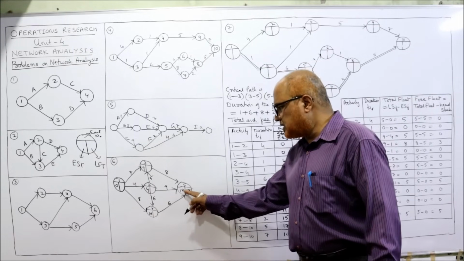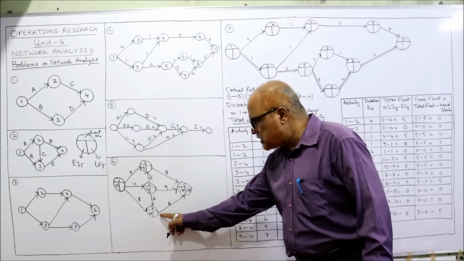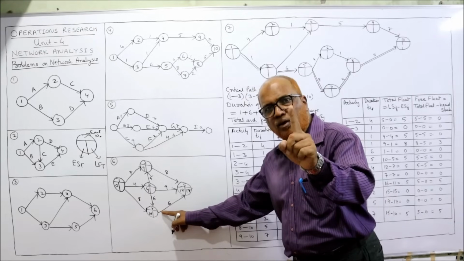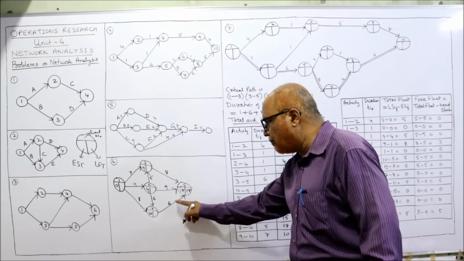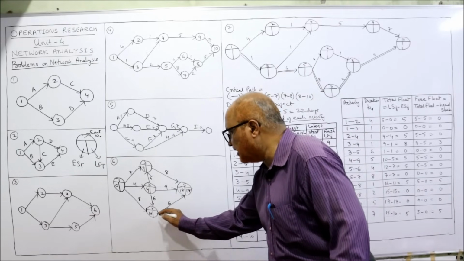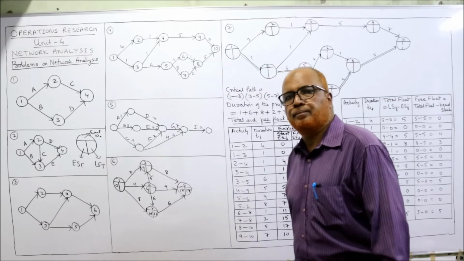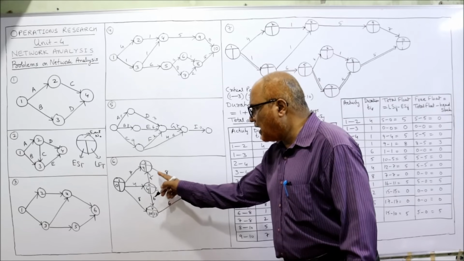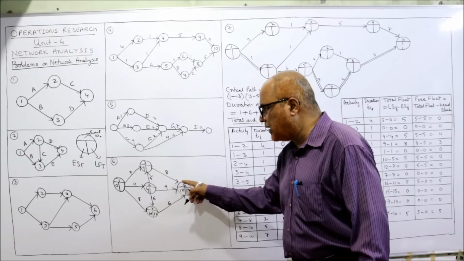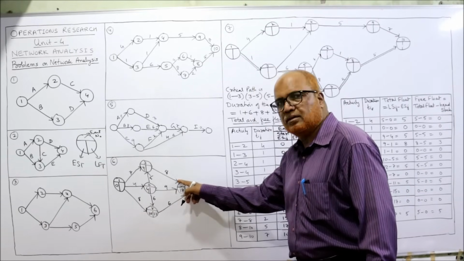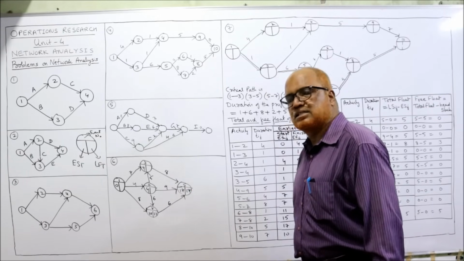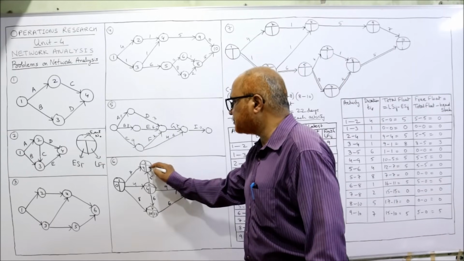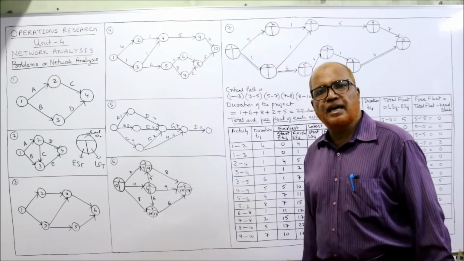So, 17, 17. Now, how many arrows are bursting here? Only one arrow is bursting. So, we subtract. 17 minus 6 is 11. So, I am writing down 11. Here, how many arrows are bursting? Only one arrow is bursting. So, we subtract. 17 minus 8 is 9.